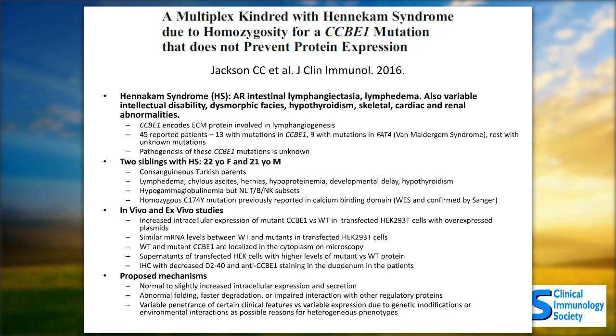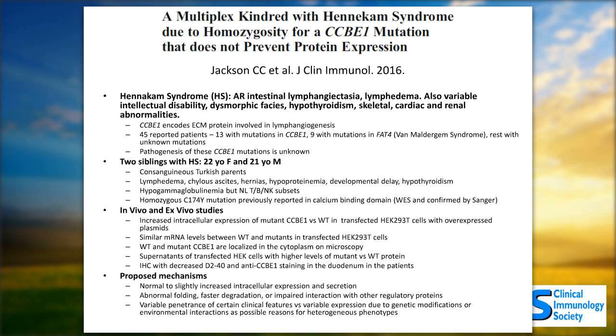So the next paper I want to review quickly is a multiplex kindred with Hennekam syndrome due to homozygosity for a CCBE1 mutation that does not prevent protein expression. So Hennekam syndrome is an autosomal recessive syndrome that includes the features of intestinal lymphangiectasia as well as lymphedema. These patients also may have variable features of developmental delay, dysmorphic facies, thyroid issues, skeletal, cardiac, and renal abnormalities.